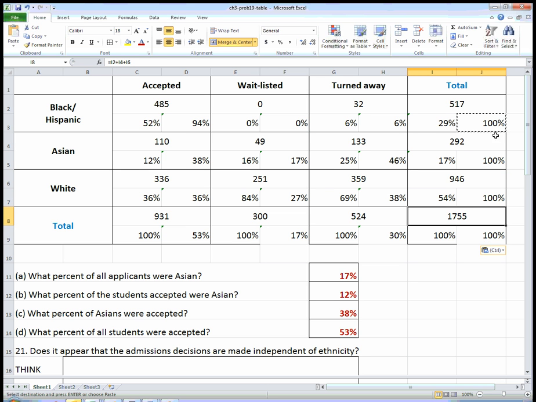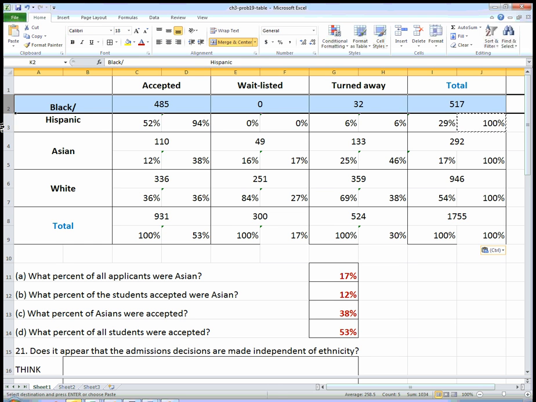Okay, all these are going to be 100%. Just checking. Now, this is probably an overly complicated table, but we can extract parts of it that are interesting. If we wanted to know, I'm looking at only Black and Hispanic. I'll go ahead and highlight those, and I just want to look at the percentages accepted, waitlisted, or turned away. I just look at these three numbers, and they add up to 100%.